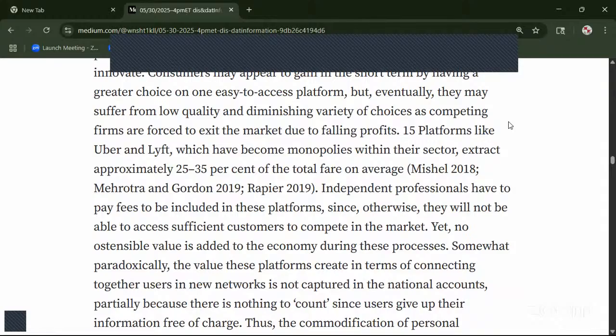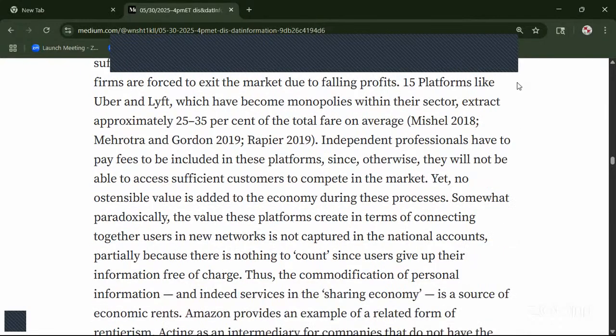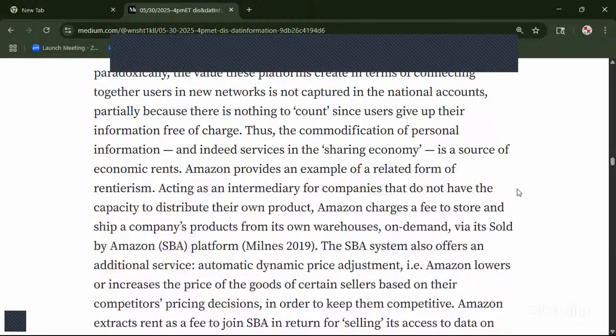Somewhat paradoxically, the value these platforms create in terms of connecting together users in new networks is not captured in the national accounts, partly because there's nothing to count, since users give up their information free of charge. See Palantir. Thus, the commodification of personal information and thus services in the sharing economy is a source of economic rents. Amazon provides an example of a related form of renterism, acting as an intermediary for companies that do not have the capacity to distribute their own product.